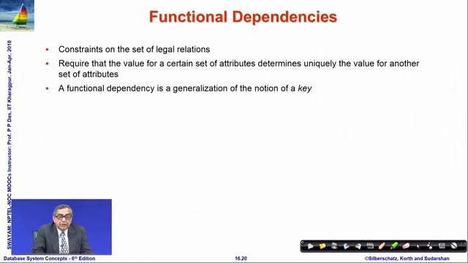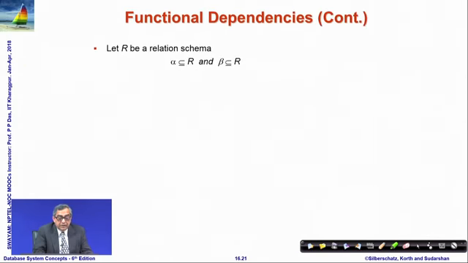You have seen that a similar type of concept exists, where we said a key is a set of attributes, so that if the values of 2 rows are identical over these set of attributes, then the 2 tuples, the 2 rows must be totally identical. So, key is something which does a similar thing as a functional dependency, but is more specific. Functional dependency is a generalization. So, let us formally define that.